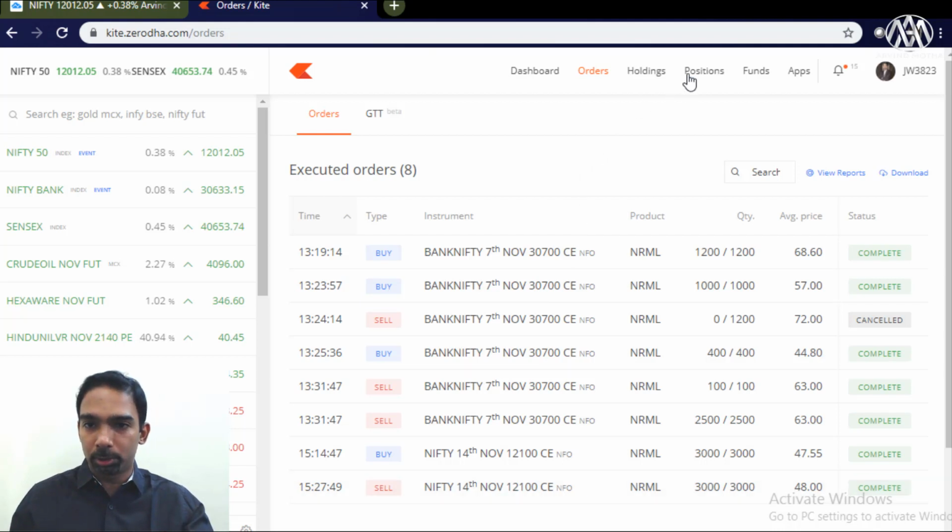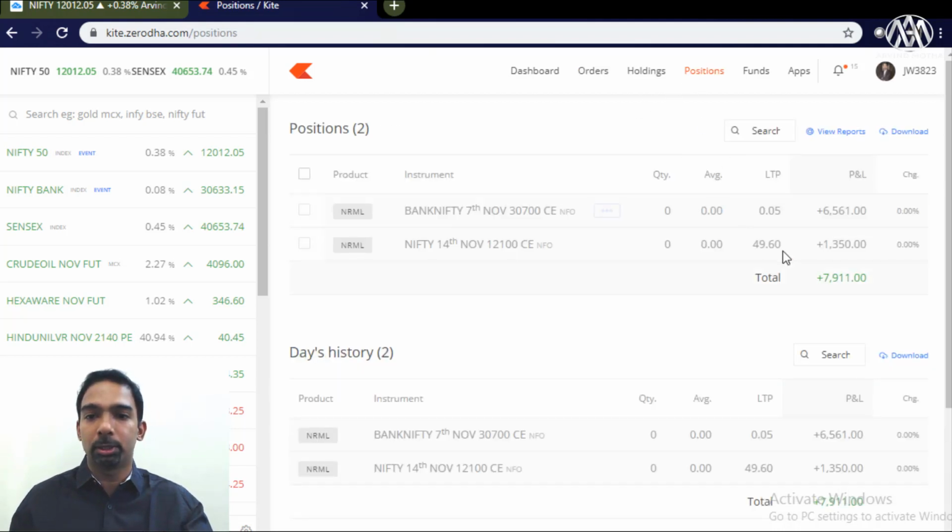So let's see the positions tab. Let's see how much profit this gave. This gave me 1,300 rupees profit. The total day's profit is almost 8,000. Now I've just taken 2 trades because I was not comfortable going for many trades. I didn't find many opportunities, but in fact, if we had gone for 4-5 trades, this profit could have been much more. Again, it depends on the capital which you have.